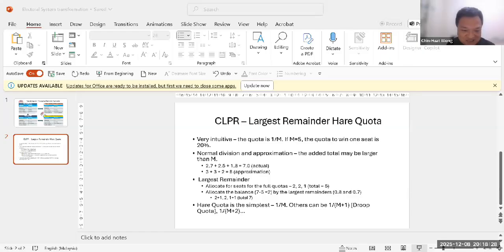Now, what is Hare quota? Hare quota is basically just 1 divided by m. You can have other forms like 1 divided by m plus 1, which has a name called Droop quota, and so on. You don't have to worry about that. Hare quota is the simplest, the most intuitive one. Can you get this? Is it clear for everyone? Okay, all right. Now we go to the Sabah example.